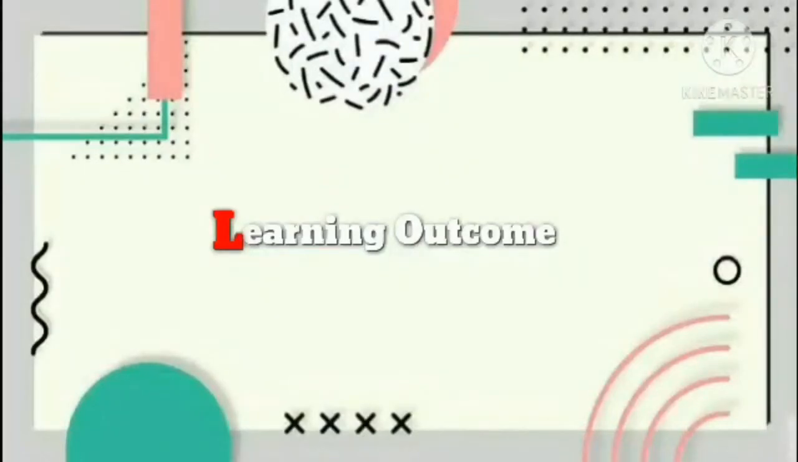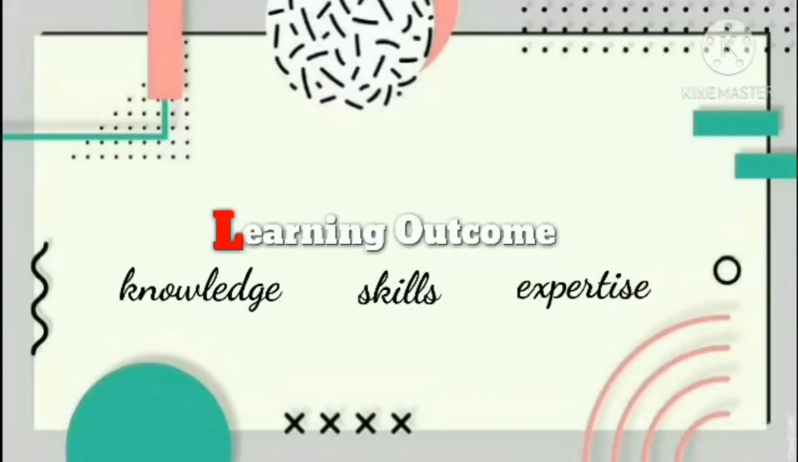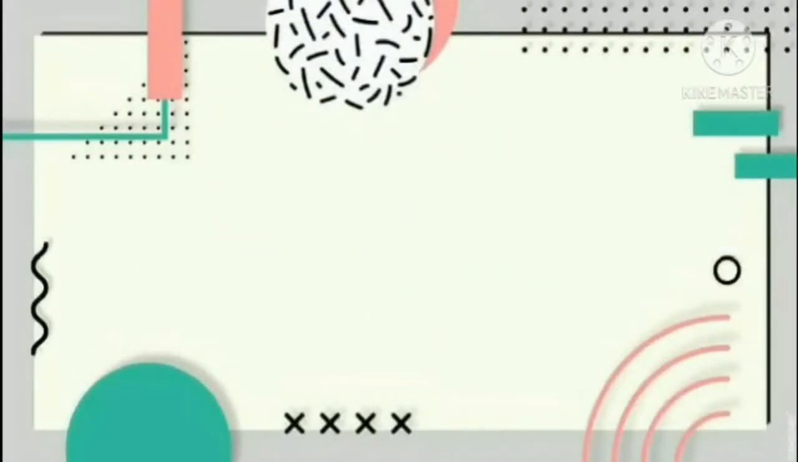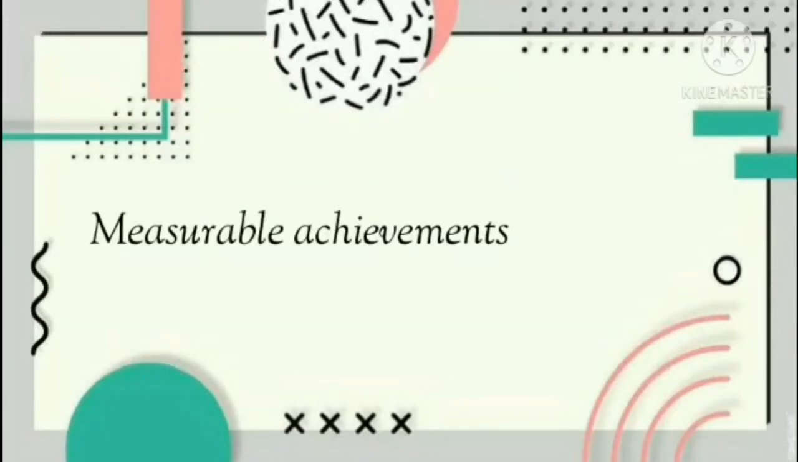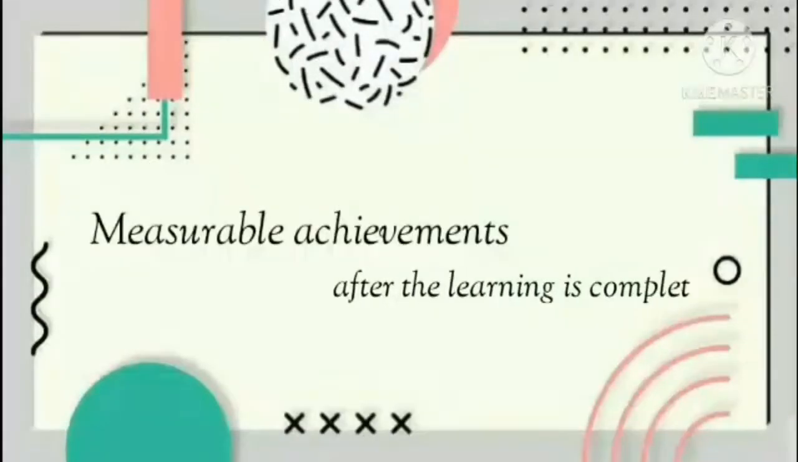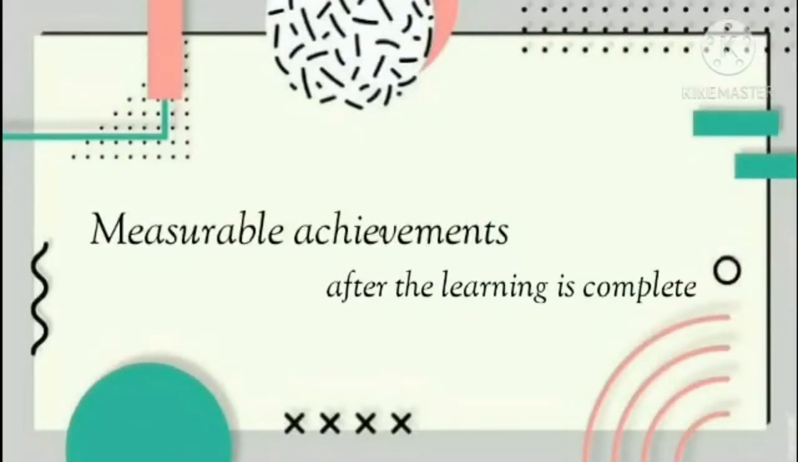Learning outcomes are descriptions of the specific knowledge, skills, or expertise that the learner will get from a learning activity, such as training, session, seminar, course, or program. Learning outcomes are measurable achievements that the learner will be able to understand after the learning is complete, which helps the learner understand the importance of the information and what they will gain from their engagement with the learning activity.